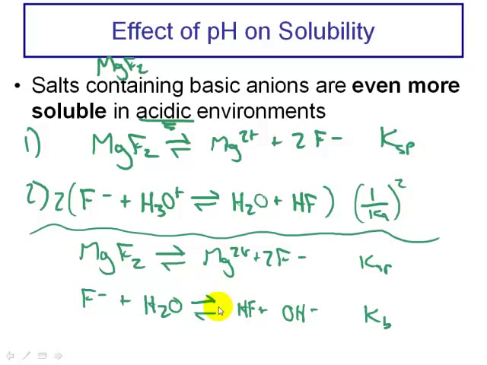In basic solution, you have an excess of hydroxide ions. Just imagine we're adding hydroxide. Well, added hydroxide causes this second equilibrium to shift left, which causes this to shift left, because your fluorides aren't reacting as much as they would otherwise. So magnesium fluoride, containing a basic ion, would be less soluble in basic conditions than you would expect it to be in neutral or acidic conditions. Does that idea make sense?